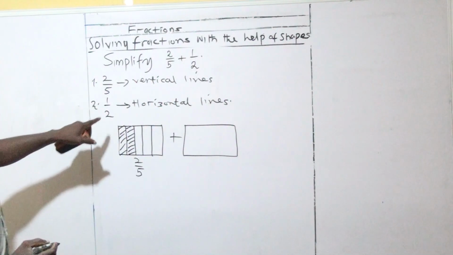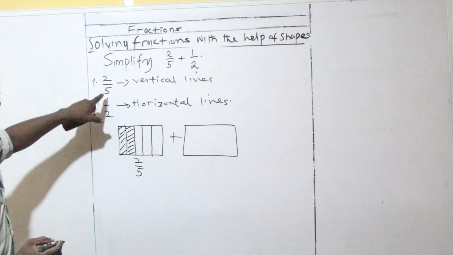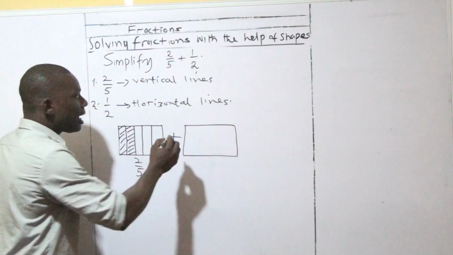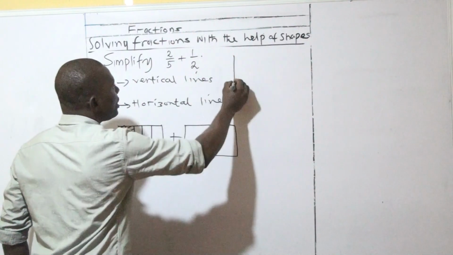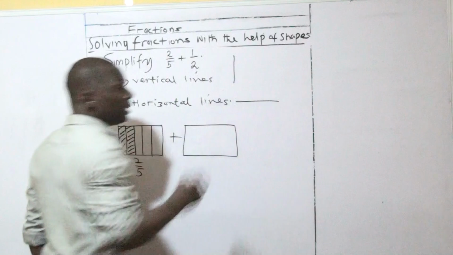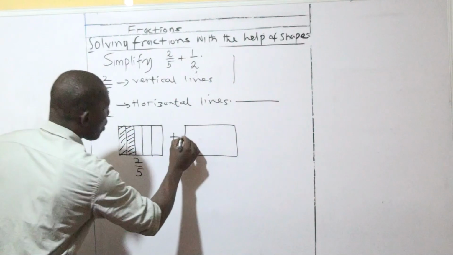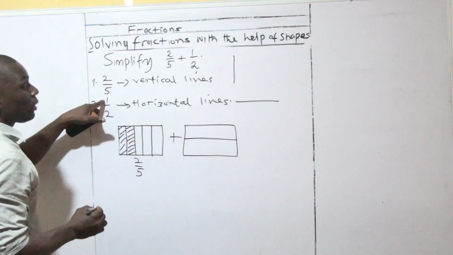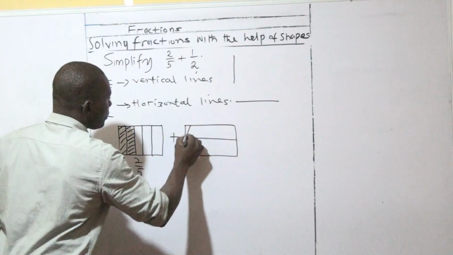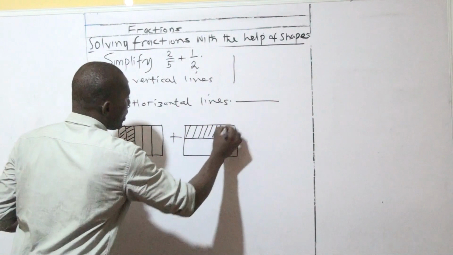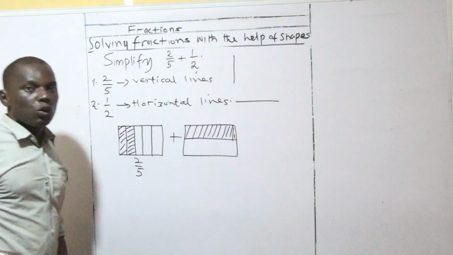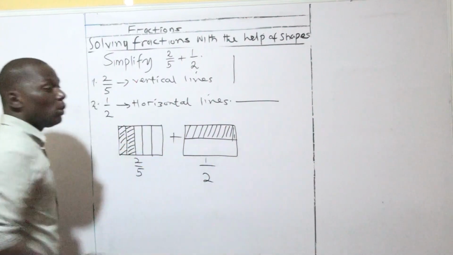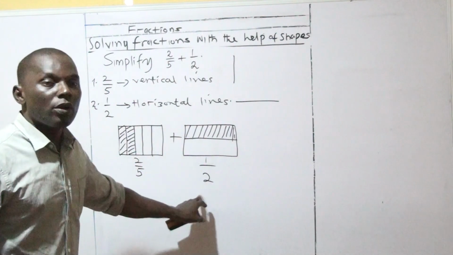Then we said for the other fraction we will use horizontal lines. So here, if we're using horizontal, that means the line will be like this. The vertical line is of this nature, horizontal line is of this nature. So here we'll cut this shape into 2, and the numerator here is 1. So we're going to shade one part of it.